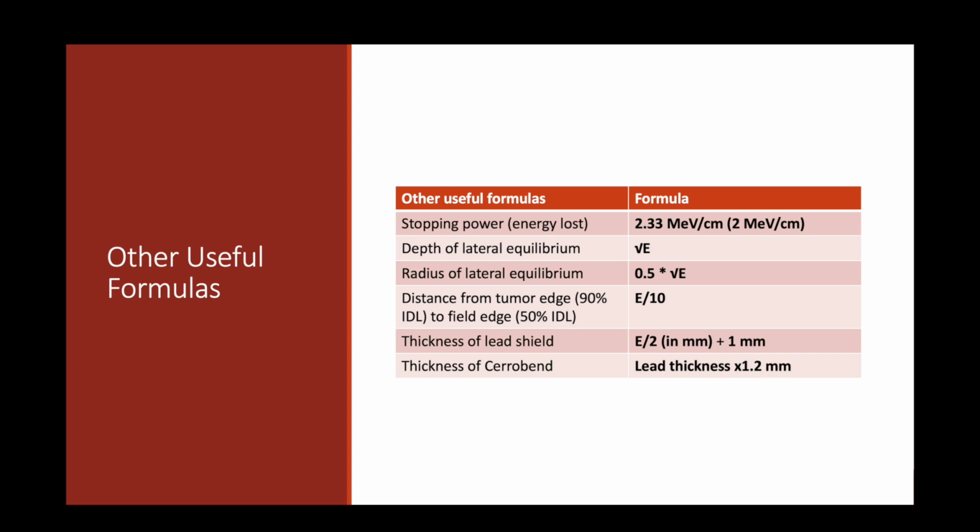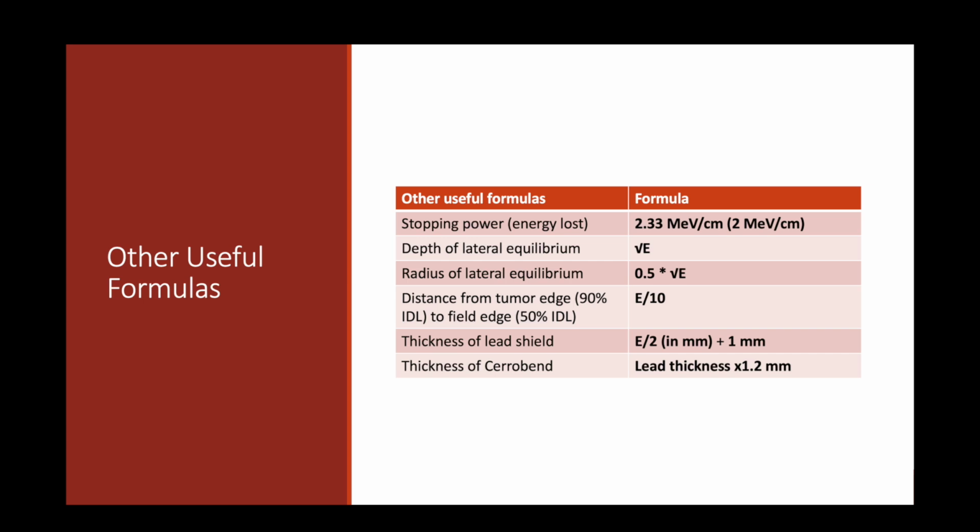So electrons, remember, they lose around 2.33 or 2 MeV per centimeter. So by the time a 9 MeV beam has traveled 1 centimeter into the body, its energy is closer to around 7 MeV. That's a useful mnemonic, or a useful formula, to keep in mind.